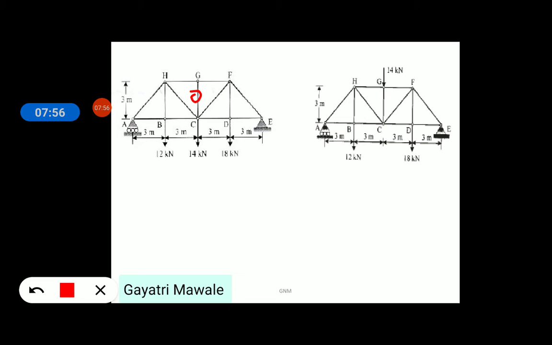Now look at the second diagram. Here the truss is almost the same, only one change is given: that 14 kilonewton is not acting at point C now, it is acting at point G. So there is no zero force member in this truss now, right?